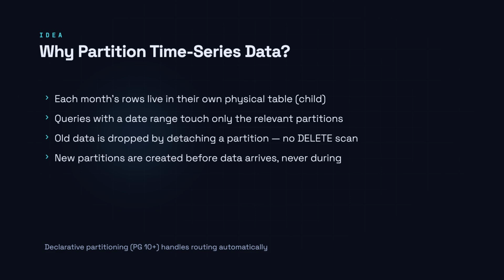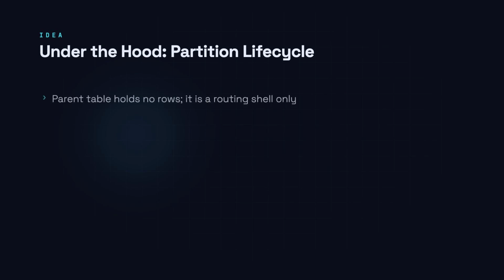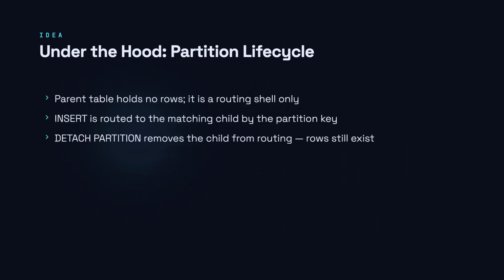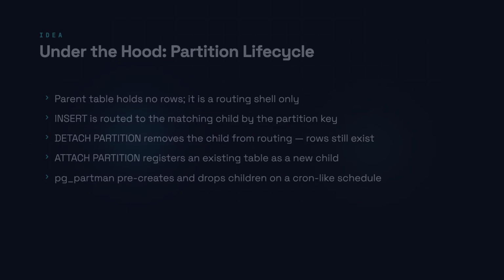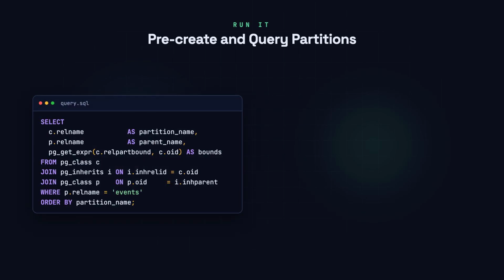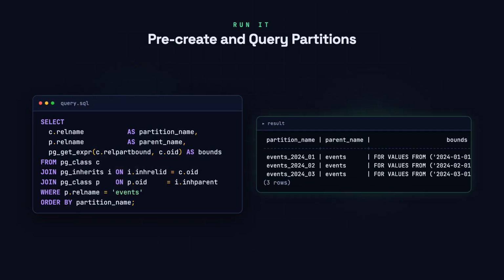The trick is to stay ahead of the data by pre-creating partitions and retiring old ones on a schedule. Postgres stores every row in a child table. The parent is purely a routing layer. It holds no data itself. Detaching unlinks a child from that router without touching its rows, and attaching does the reverse with only a brief lock. Querying the catalog shows every registered child, its parent, and its value bounds.